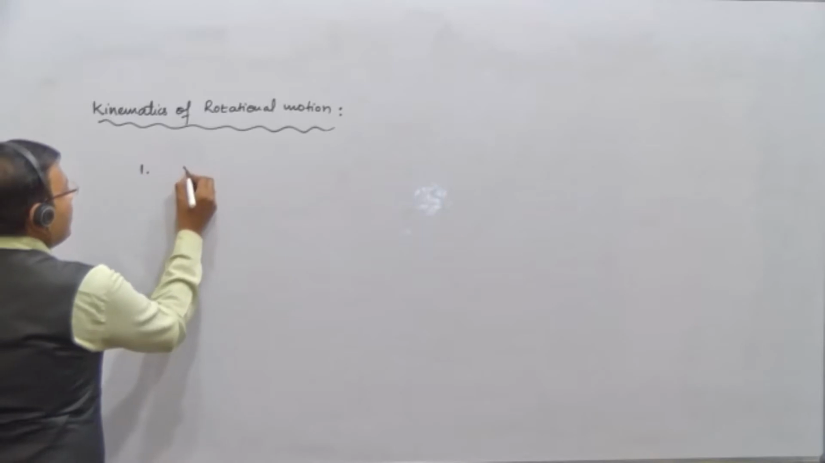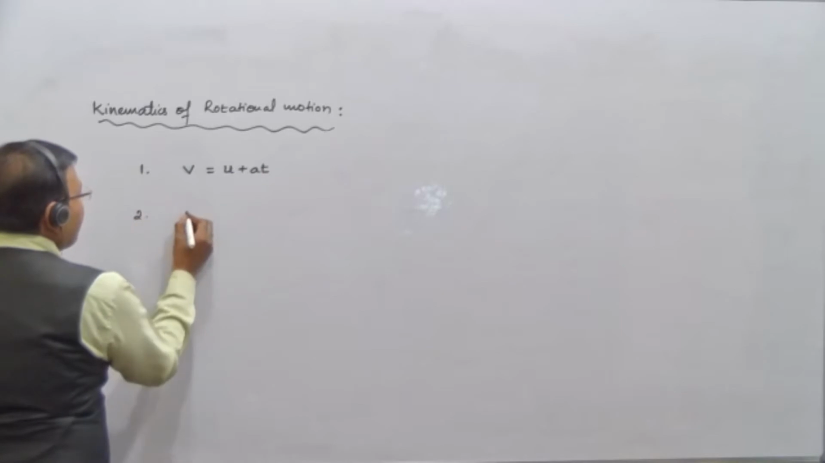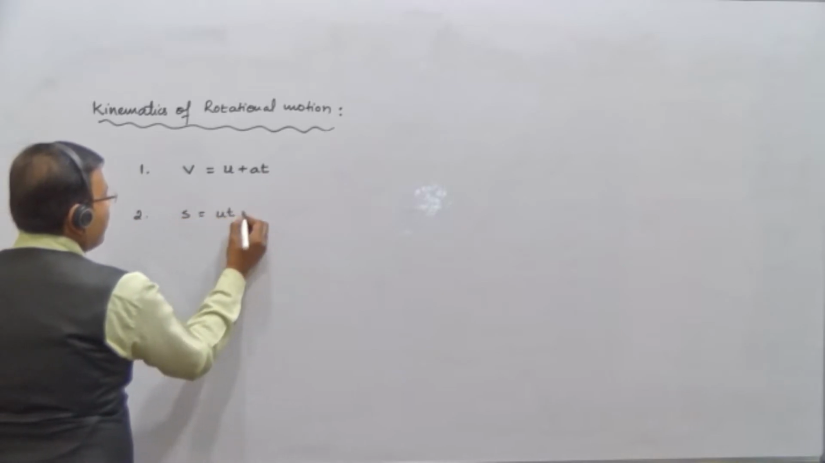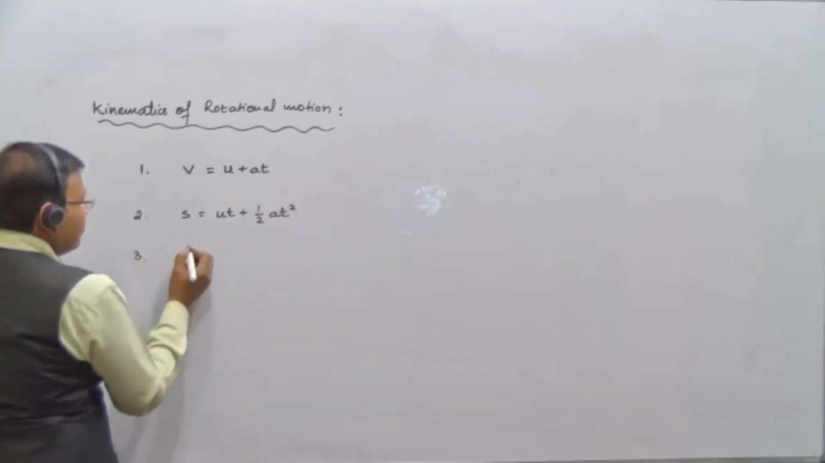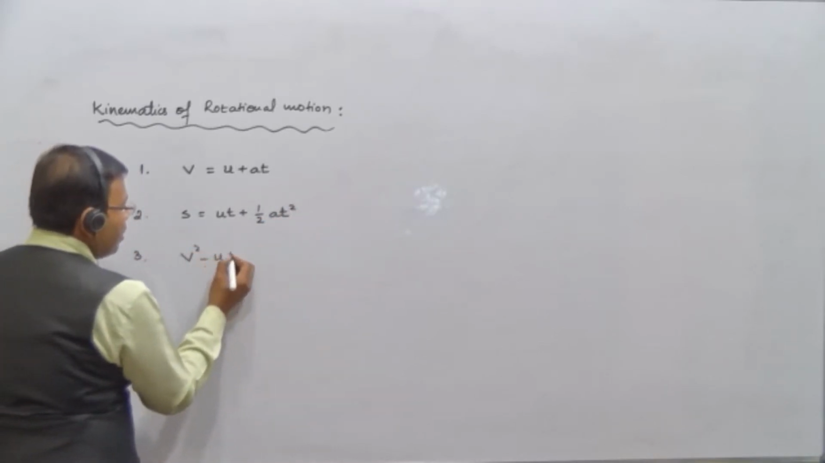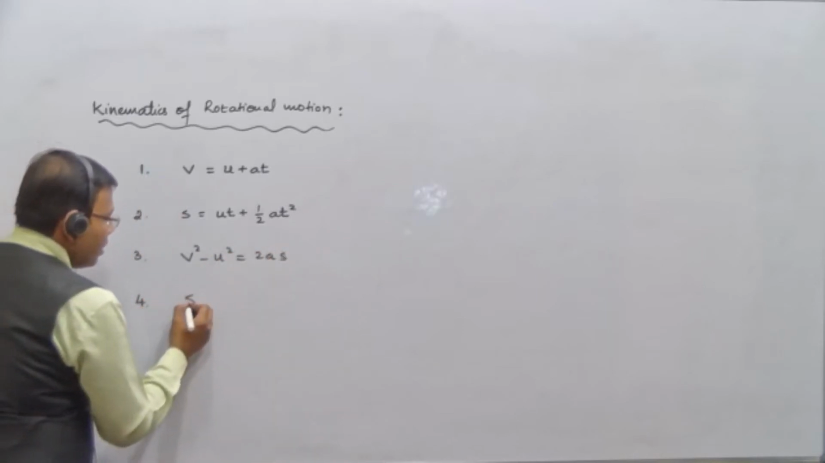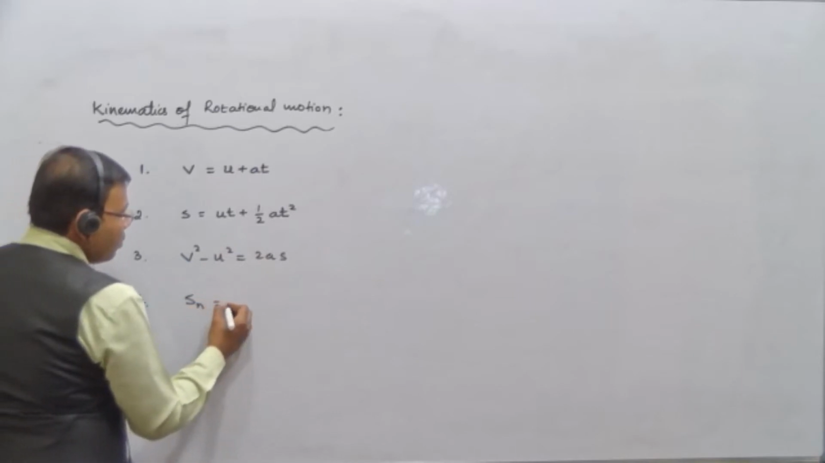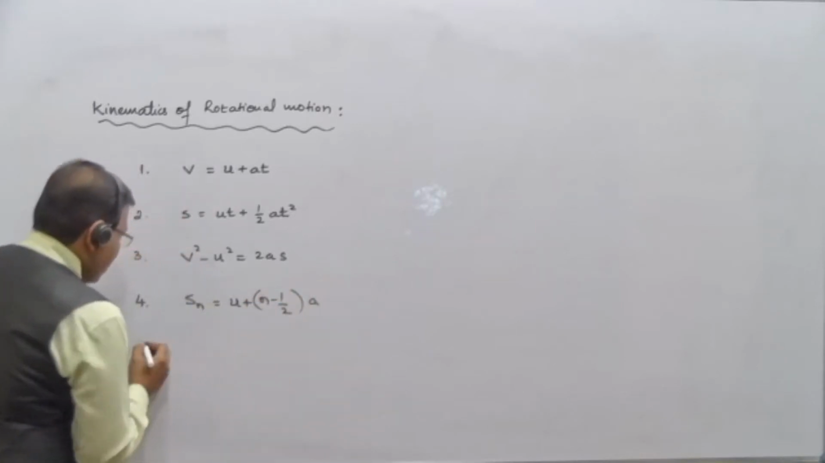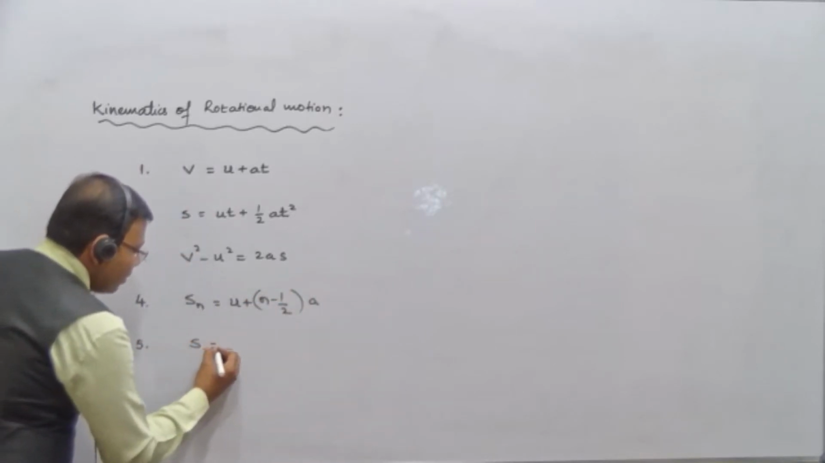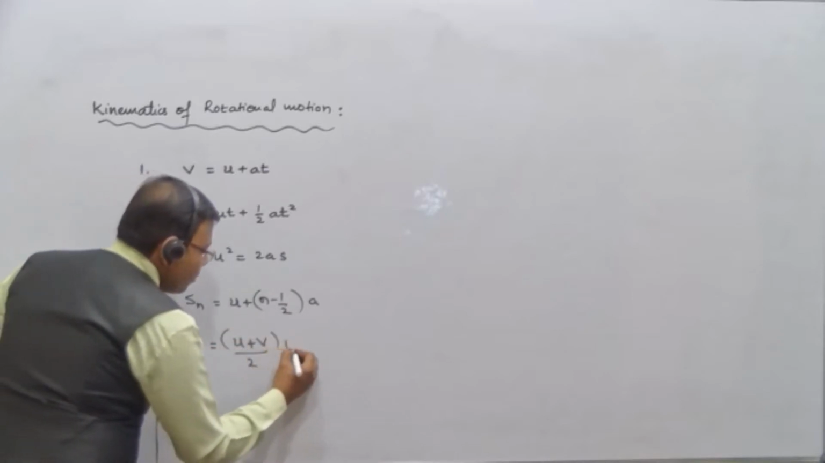बेटा, first equation पता है आपको, that is v is equal to u plus at. The second one, s is equal to ut plus half at square. Third one, this is v square minus u square is equal to 2as. The fourth one we have, that is Sn is equal to u plus (n minus half) into a. And the fifth one, what I have given you, s is equal to (u plus v) by 2 into t.